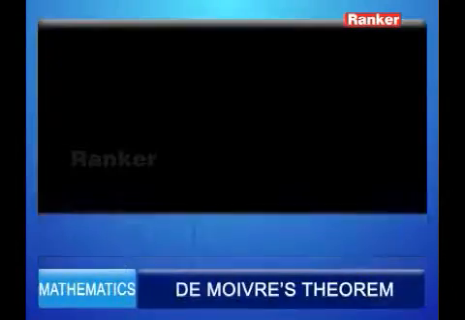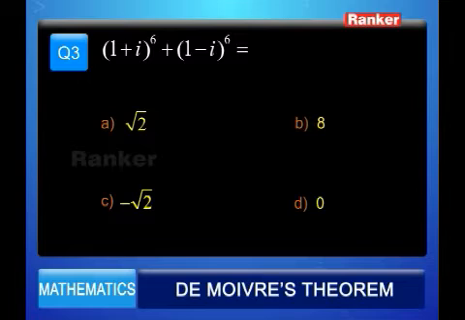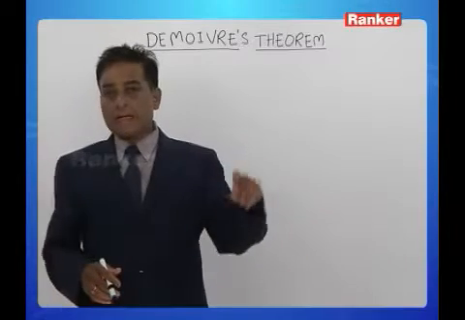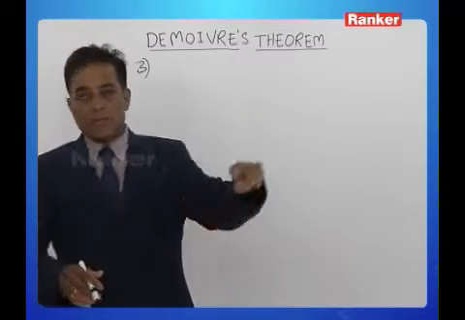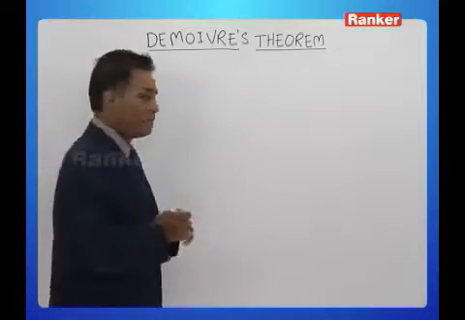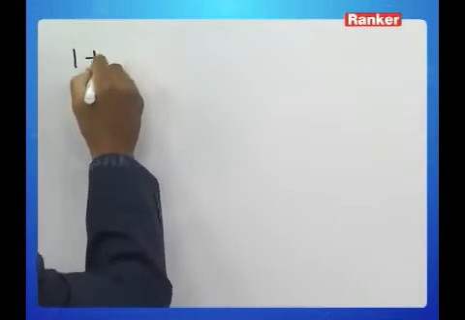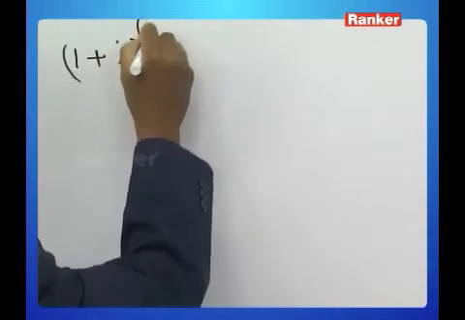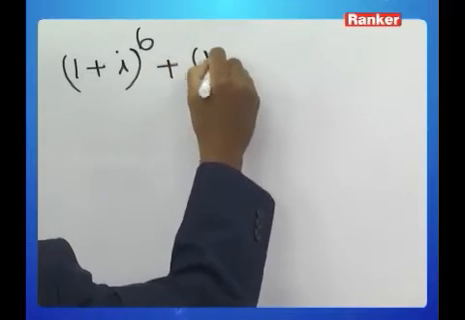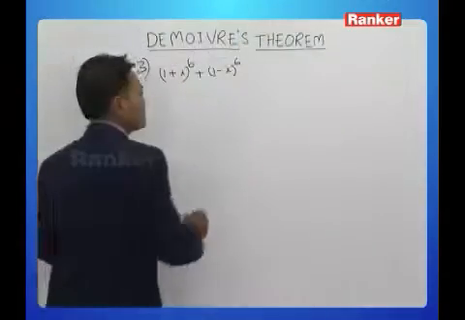Question number 3. 1 plus i whole power 6 plus 1 minus i whole power 6 is equal to what? 4 options are given: A root 2, B 8, C minus root 2 and D is 0. Let us see the right answer and right option for question number 3. 1 plus i whole power 6 plus 1 minus i whole power 6, right.